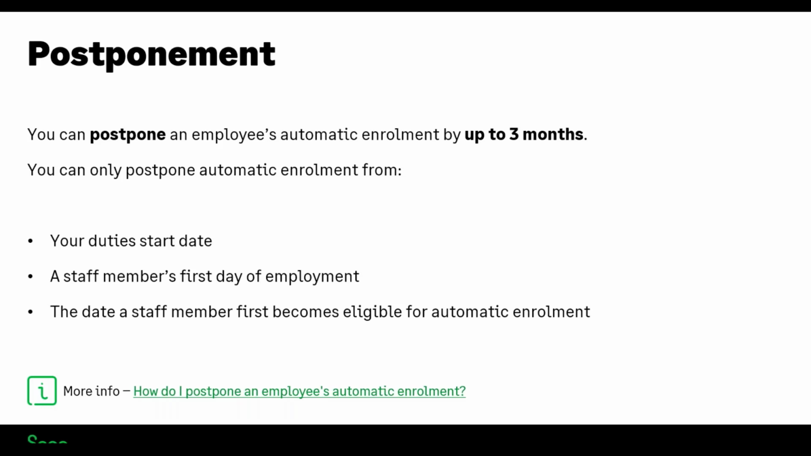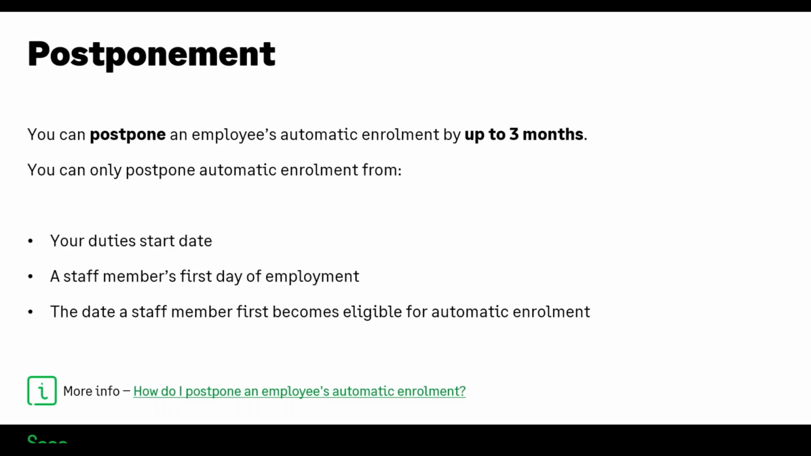You can only postpone it from your duty start date, a staff member's first day of employment, if you've had new starters, for example, or the date a staff member first becomes eligible for automatic enrolment, so if their worker category changed, for example. And postponement is commonly used to delay automatic enrolment for temporary staff that you might have, say over the summer months or over Christmas, who are going to be working with you for a limited amount of time, or used for staff members who are beginning work on a probationary period.